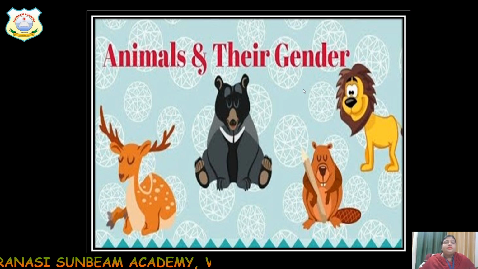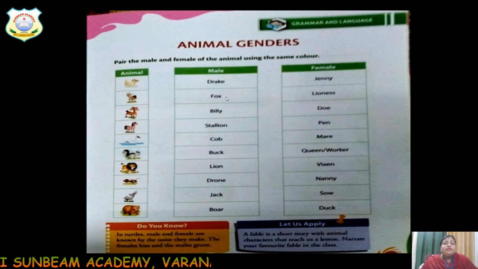Animals and their genders. Now children, what is gender? Gender is the way to describe humans and animals, their characteristics, their speciality. So it helps them to learn. Gender is the way which helps about them, how we can classify them, how can we understand their way of living, their way of doing things. So gender is very important. So this is the chapter.